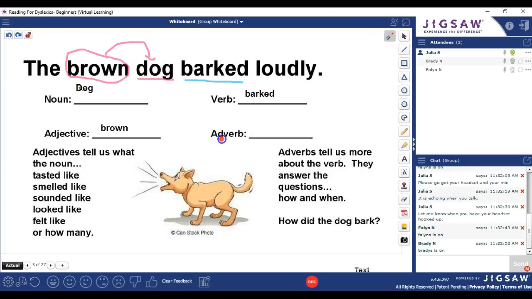And now we look for adverbs. Adverbs answer the question how or when. We can say the brown dog barked how. How did the dog bark? Loudly. So that's our adverb. The brown dog barked loudly. So when we break this sentence down, we know we have a dog, and that dog is not any dog, it's the brown dog. And we know that that dog barked, and we know how it barked. We know it barked loudly.